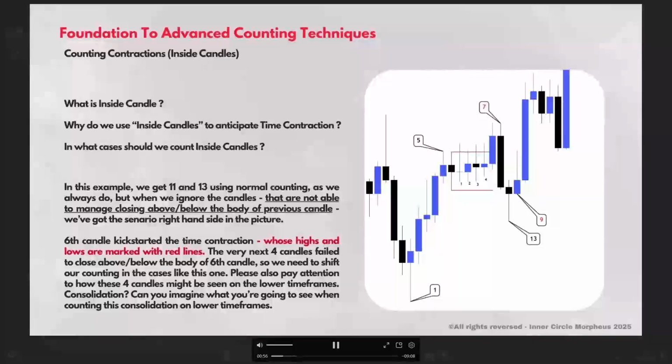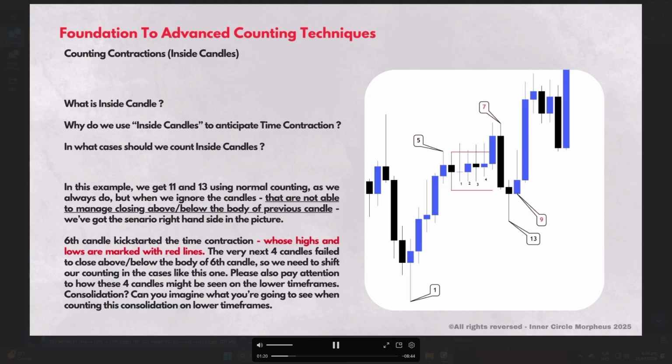Let's talk about inside candles, Neo. Inside candles kickstart the time contraction and have a big role on time distortions as well. We call it an inside candle when the very next candle fails at closing above or below the previous candle. Only one inside candle should not change our classic counting. However, consecutive inside candles is when we should pay attention and change the counting.